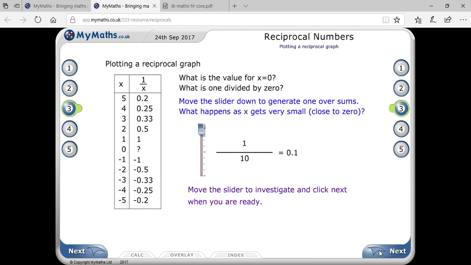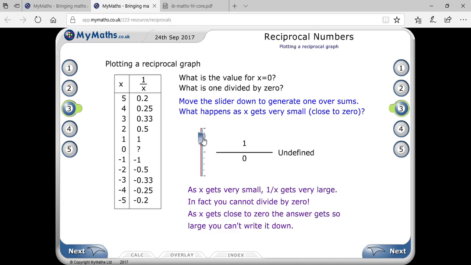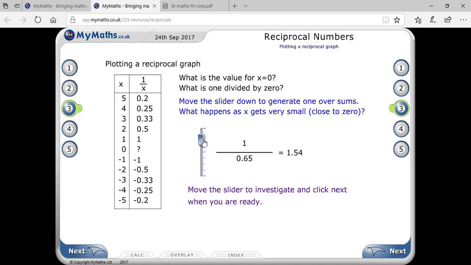Let's see. They are asking what will be the effect. So if you decrease the value, you can see that the decimal value is increasing. That means in a reciprocal, the value increases if you decrease the value of the denominator. So simply, the smaller the value of x you take, the bigger the value of 1 by x that you will get. Understand? Yes, sir.